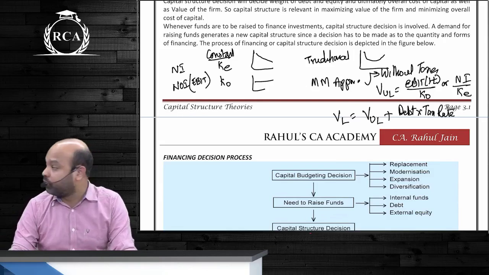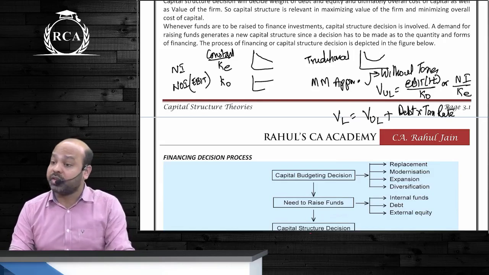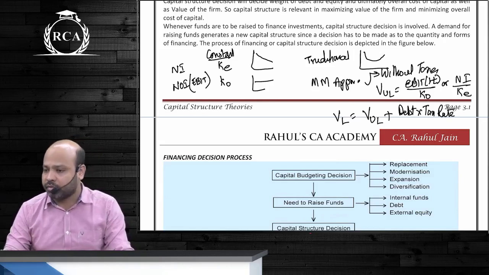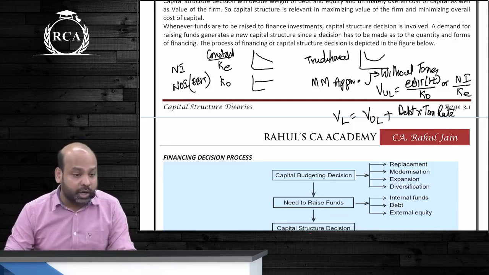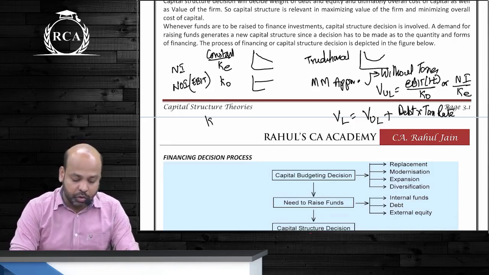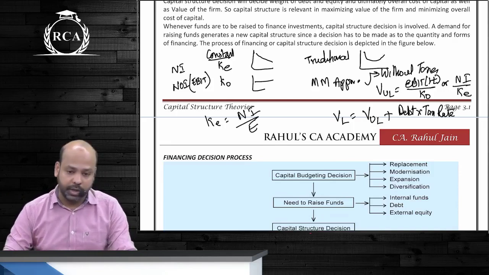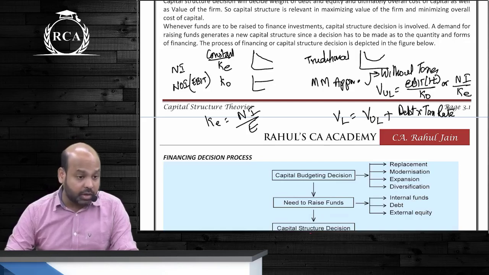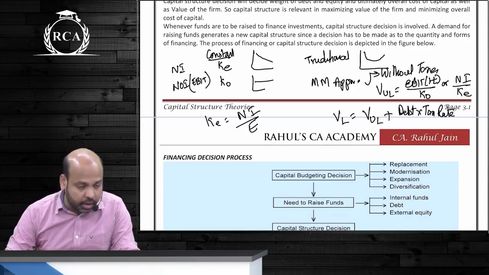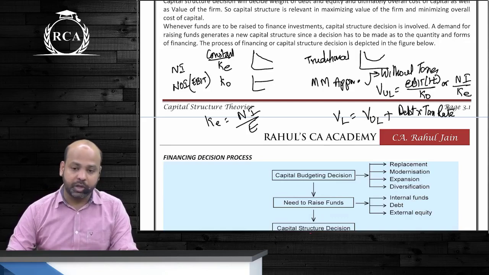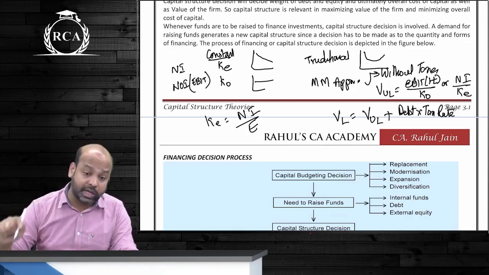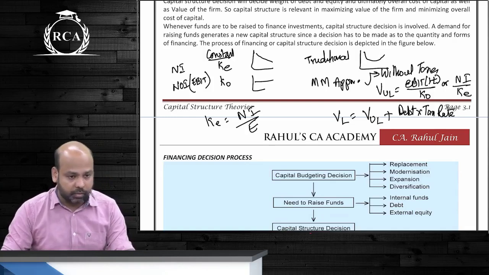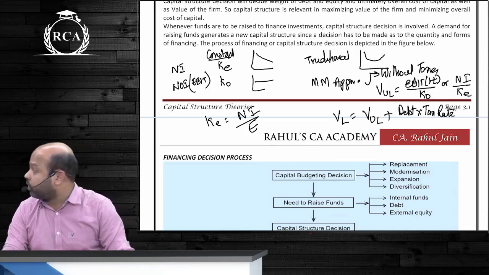Once you get value of a levered firm, you're supposed to reduce the amount of debt from value of levered firm. The balancing figure will be value of equity. Once you get value of equity, you can compute cost of equity by writing net income divided by value of equity. First bring value of levered firm, deduct debt, arrive at value of equity. Compute net income. Here in net income computation, remember you have to deduct interest, you have to deduct taxes, and then arrive at net income. So net income divided by value of equity will be cost of equity.